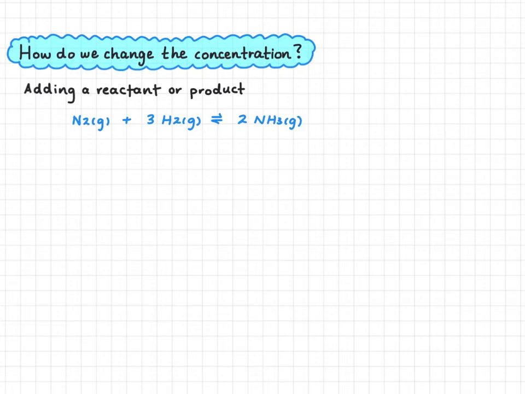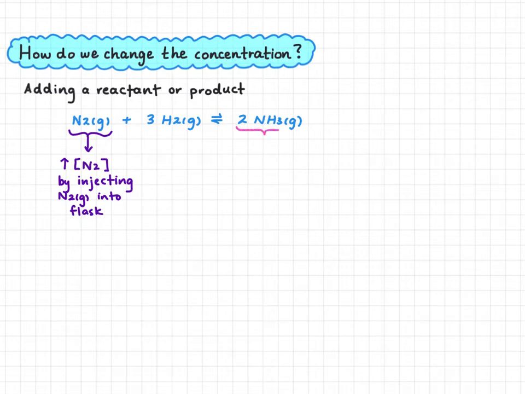If we wanted to increase the concentration of nitrogen gas, we would simply inject some nitrogen gas into whatever flask our reaction is taking place in. If we wanted to increase the concentration of ammonia, we would again simply inject some ammonia into the flask that the reaction is taking place in. By injecting only the species we're interested in, we can alter the concentration of only one species in our reaction and alter the rate of the reaction consuming that species.